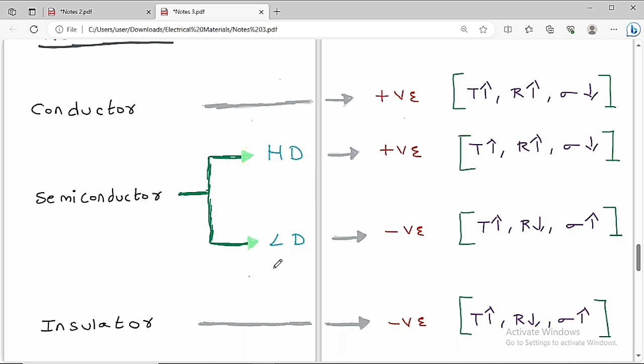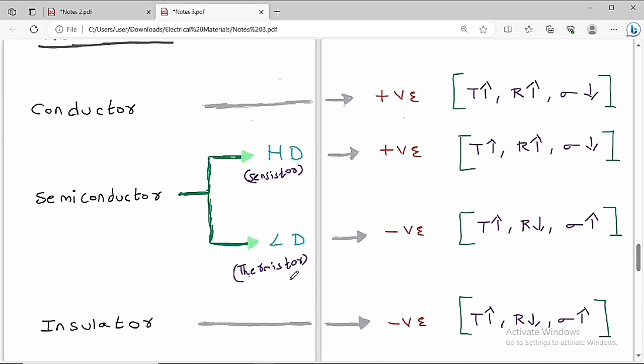Now I already told you the example of a lightly doped semiconductor is the thermistor. The best example of a highly doped semiconductor is the sensing system. So suppose I want to tell you the concept of what will happen, listen carefully. I will explain the whole concept.